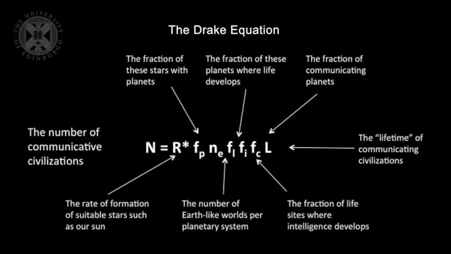And then finally, the last term in this equation is the lifetime of communicating civilizations. This is a term that constrains the total number of civilizations that are attempting to communicate by taking into account the fact that these civilizations might have finite lifetimes. Civilizations might destroy themselves. For other biological or technological reasons, they may come to an end after a certain length of time. We would need to take that into account to work out the total number of communicative civilizations.